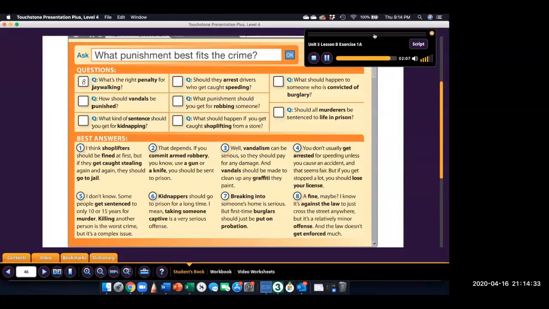Should all murderers be sentenced to life in prison? I don't know. Some people get sentenced to only 10 or 15 years for murder. Killing another person is the worst crime, but it's a complex issue.